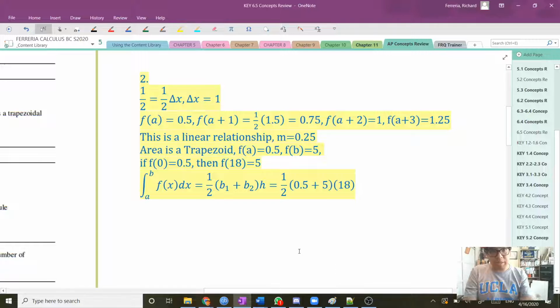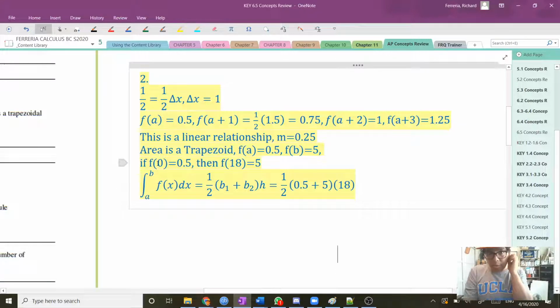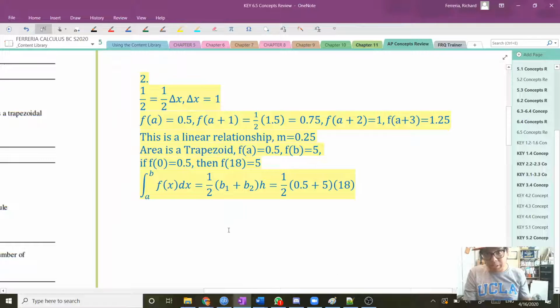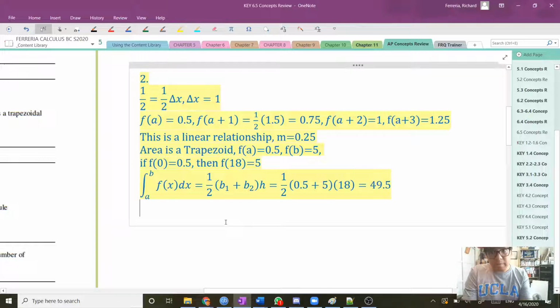And as we stated already, our minimum x-coordinate is 0, and our max coordinate is 18. And if it's not 0 and 18, then it's 2 and 20, or heck, negative 5 and 8, I think that would do it. However many it is, it's going to be 18 units across the base of that trapezoid. So now you have something which you can evaluate, and you get yourself 49.5. So this is our trapezoidal sum.